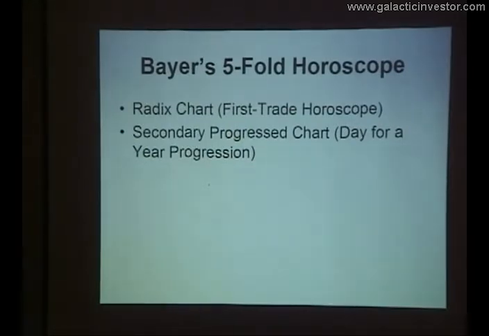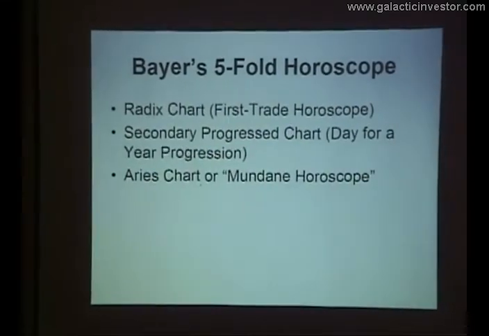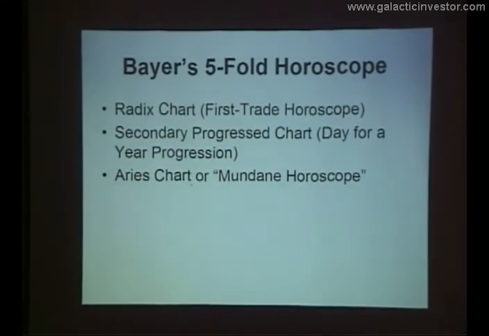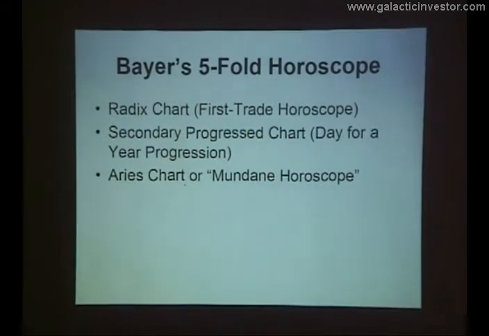And then after the secondary progress chart, we have what he called a mundane horoscope, which is a chart set for 0 degrees Aries, the beginning of that whole cycle that we were looking at earlier, as the rising point for that chart. And everything is calibrated according to that 0 Aries point. He said this is very, very important. It's a significant thing that we need to pay attention to because it'll give you different information when you start to look at a horoscope in that way.